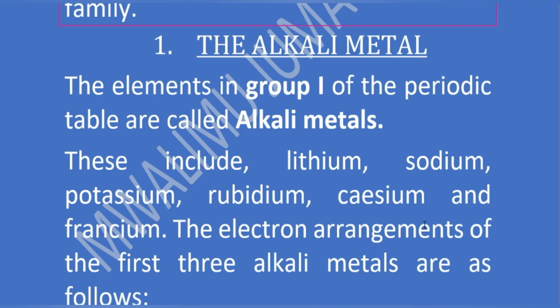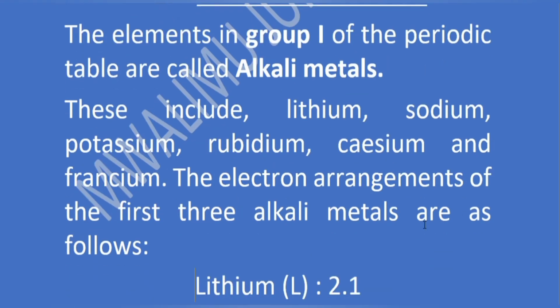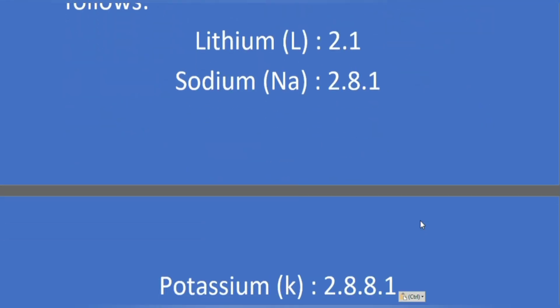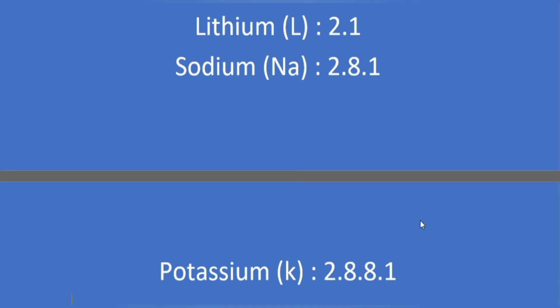So we are saying that the elements in group 1, remember we say that a group we write using a Roman number, are called the alkali metals. These include lithium, sodium, potassium, rubidium, calcium, and francium. But we are only basing on lithium, sodium, and potassium.